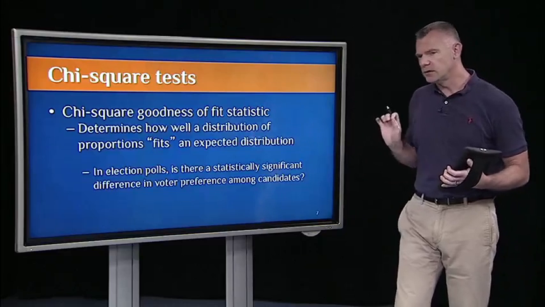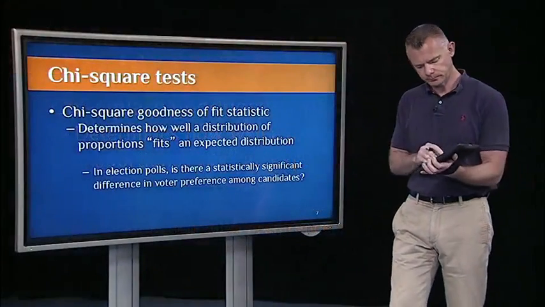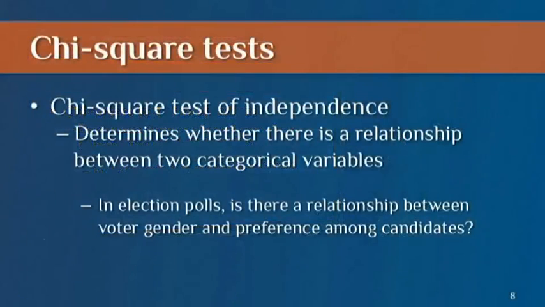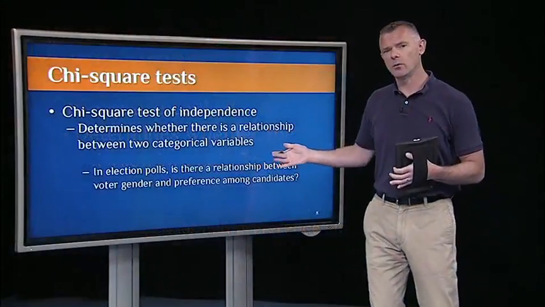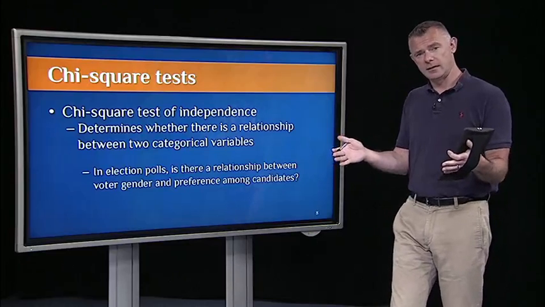The chi-square goodness of fit statistic just determines how well a distribution of proportions fits an expected distribution. So in election polls, is there a statistically significant difference in voter preference across the candidates? The chi-square test of independence determines whether there's a relationship between two categorical variables. It determines if there's a contingency, and you'll hear that phrase, contingency table. So in the election example, we could look at whether there's a relationship between the gender of the voter and the candidate that they prefer.